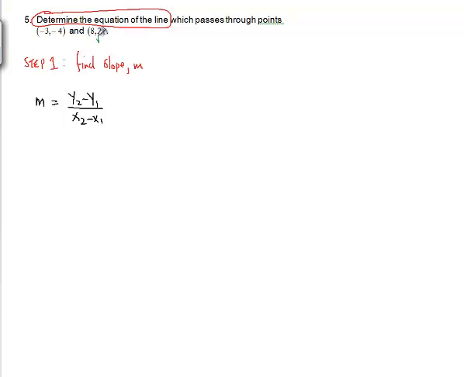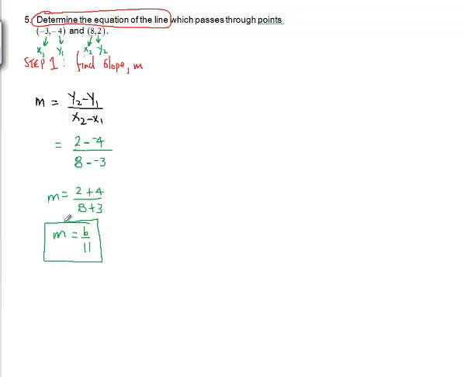So I'm going to call 2 to be y2. Therefore, 8 is x2. Negative 4, therefore, must be y1. And negative 3 must be x1. So plugging those values into the slope formula, we get y2, which is 2, subtract a negative 4, and on the bottom 8 subtract a negative 3. So that leaves us with 2 plus 4 over 8 plus 3. So our slope turns out to be 6 over 11. So it's a positive slope, 6 over 11.